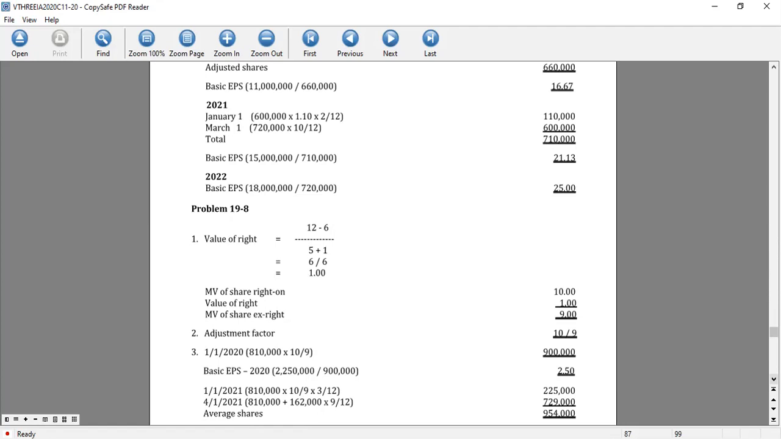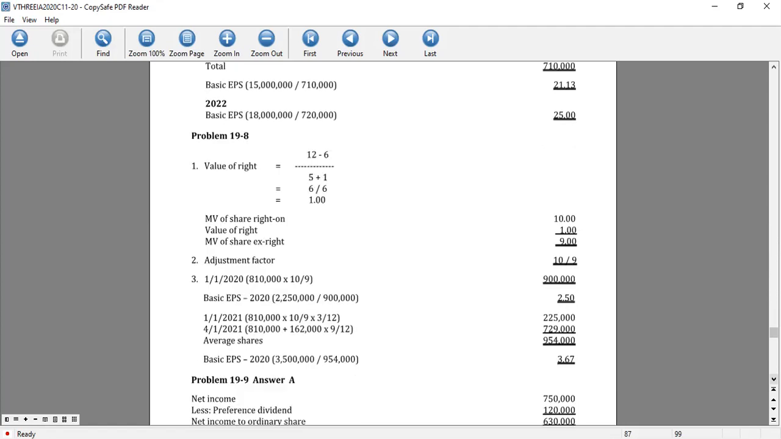The entity reported net income of 2,250,000 for 2020 and 3,500,000 for 2021. So first, we have to determine the market value or the value of right. That's theoretical value of right.